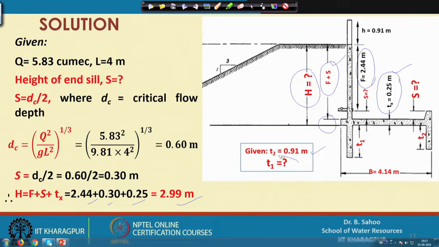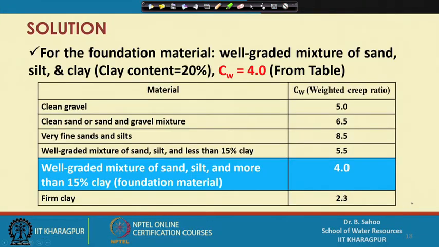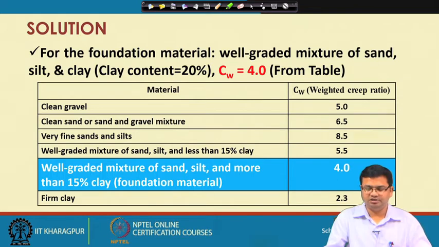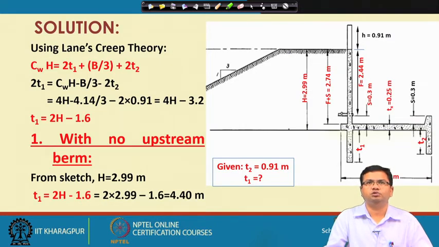I have to estimate what is my T1 value by using the Lane's creep theory, so that the piping failure will not happen. Now, for this you have to estimate what is the table value of Cw, and for the given condition, well graded mixture of sand, silt and clay and having clay content 20%, you can take that Cw equal to 4. So, for all the estimates you can take Cw equal to 4.